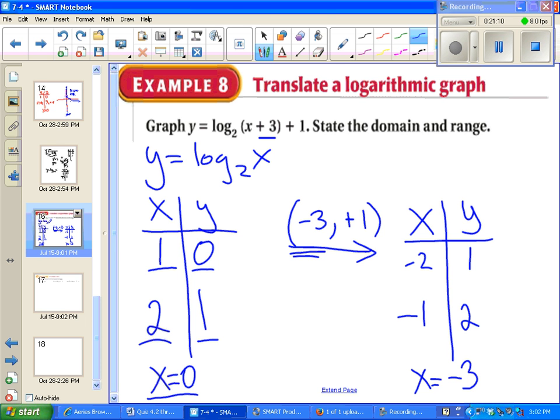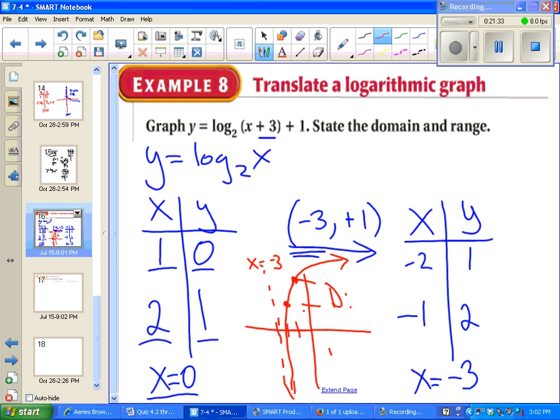Now we've got everything we need to make a successful graph. Put in our asymptote at negative 3, x equals negative 3. Plot our points, negative 2, 1, and negative 1, 2. We can see that we're going to get steep going down this way, flat going up. Go ahead and pause the video and try to figure out the domain and range on your own. If you said domain x is bigger than negative 3, good job. Range all real numbers, good job. And that's everything.